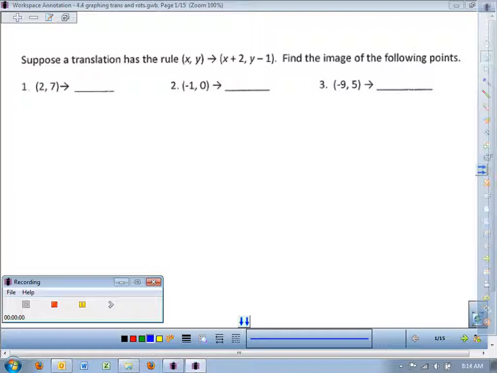Alright, this is day 4 in chapter 4 in advanced geometry. Today we're going to do translations and rotations again, but today we're going to do them on a graph. Okay, so here's how it works for a translation.